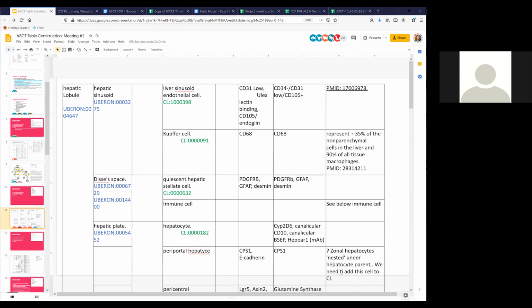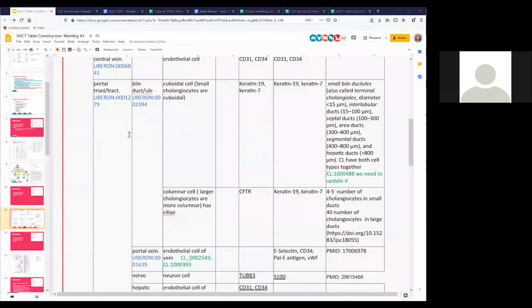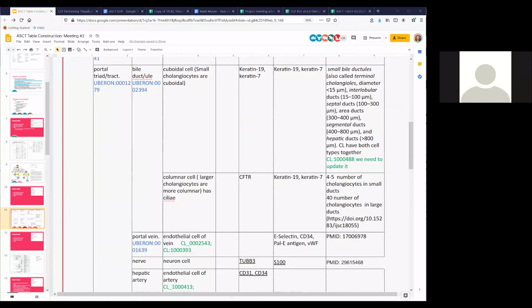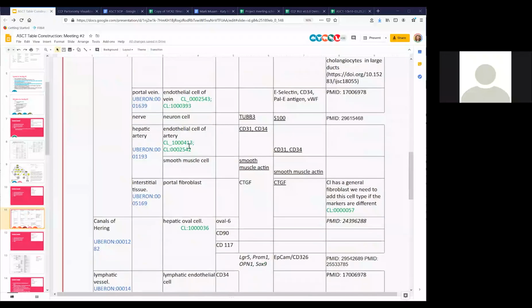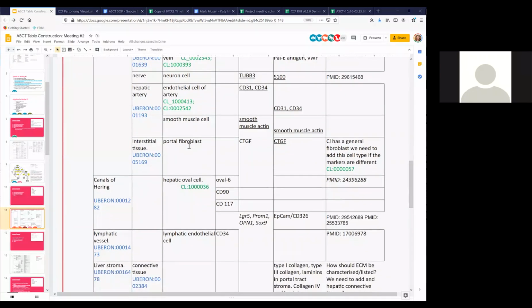The other question we had was how we should represent the non-cellular components, like the stroma and the connective tissue. We have one point in the table for that. We thought it should be put here even if it doesn't have any cellular component, because it has a specific marker to be recognized and a specific structure, and the components of the connective tissue are really important for the function of the organ.